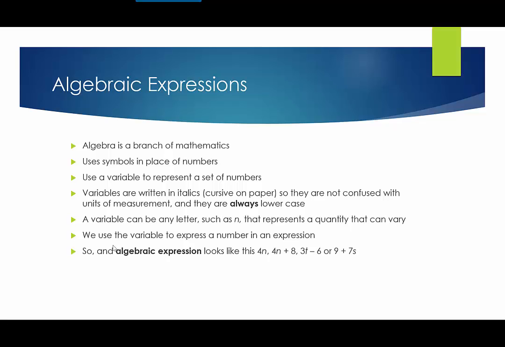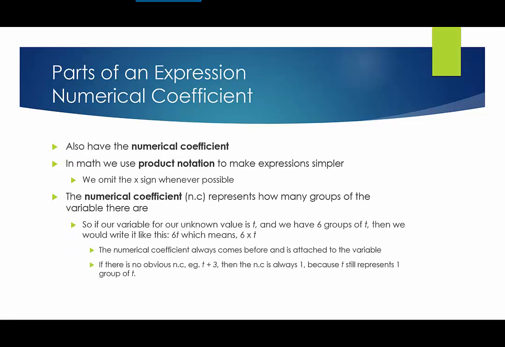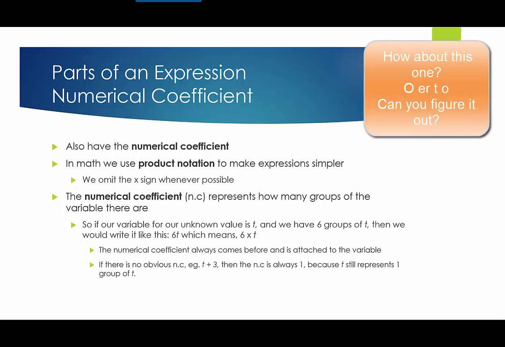So an algebraic expression looks like this: 4n plus 8, 3t minus 6, or 9 plus 7s. An expression has no equal sign. So this all by itself is an unsolvable equation. You would need to know the value of s, or the value of t, or the value of n in order to come up with an actual finished number for these expressions. There's a bunch of different parts of your algebraic expression or equation, but right now we're just dealing with expressions.